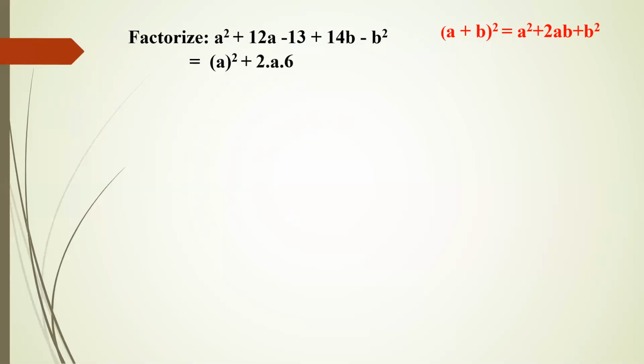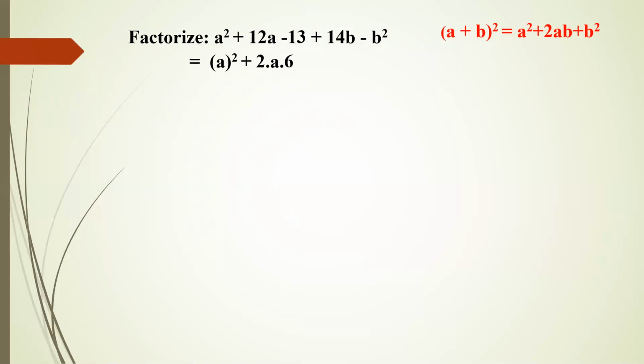Look at this. 2A means A from the first term A, and for B we are keeping 6 here. Why? Because there is a 12A, and if we multiply 2 times 6, then we'll be getting 12A, right? So now you know that. Once I write here 2AB in this form, A is A and B means 6, right?